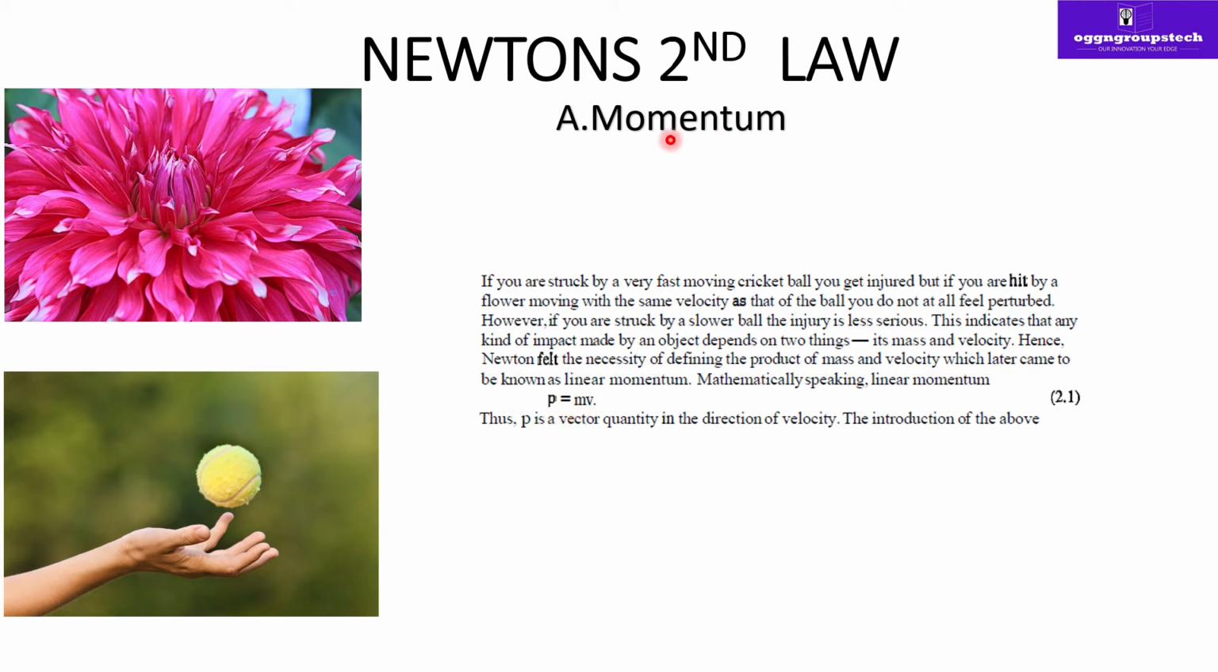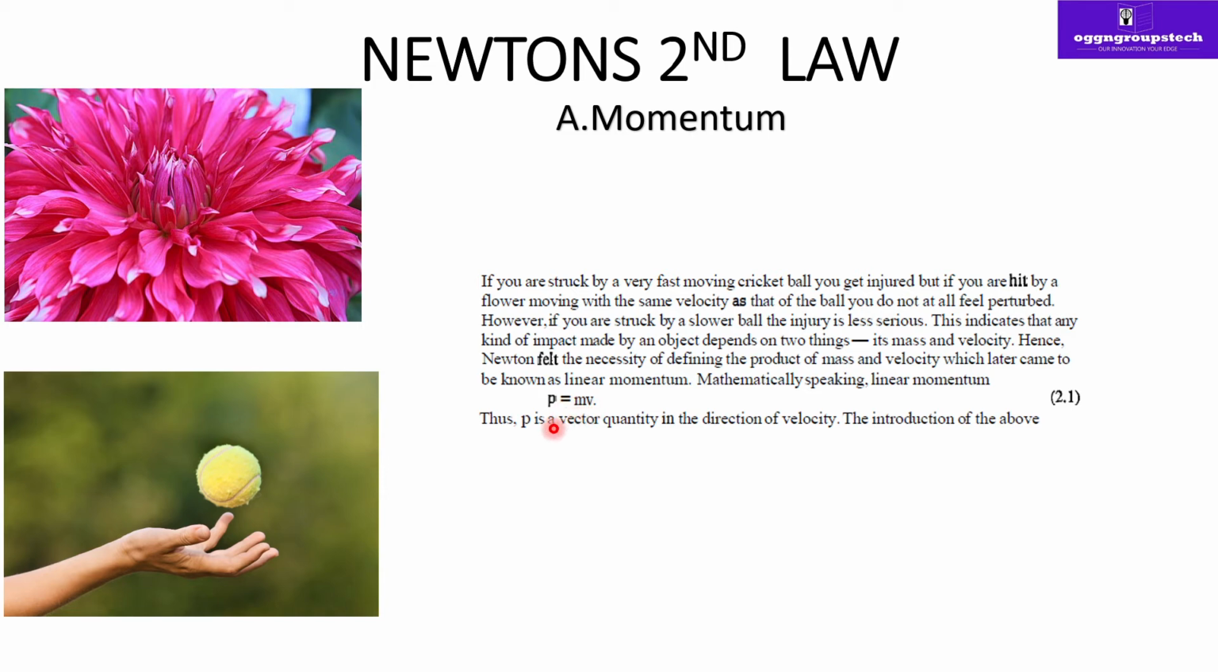So the topic we started: momentum is what? It's a product of mass and velocity, and we call this thing linear momentum. Linear, because we are throwing the ball or the flower in a straight line. So the momentum is the product of mass and velocity. Mathematically, the symbol for linear momentum is P, and P is equal to mv. M means mass and v is the velocity.